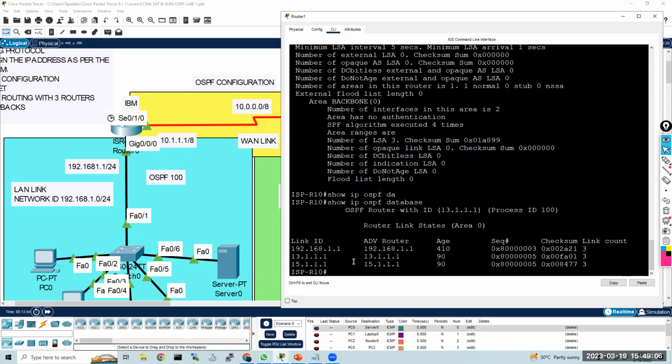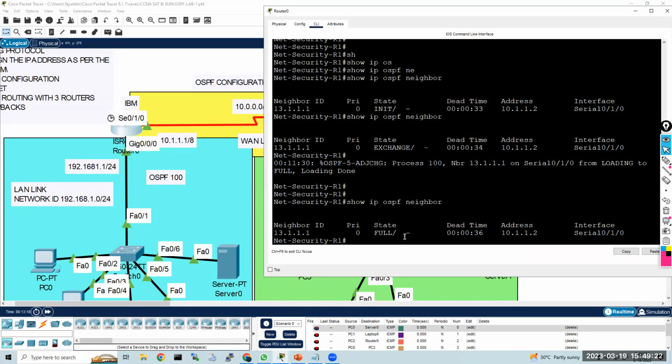Area 0. Okay, this means router 2 is your DR. Router 2 is your DR. Now, how to make router 1 a DR? See, the router ID, what we have given.